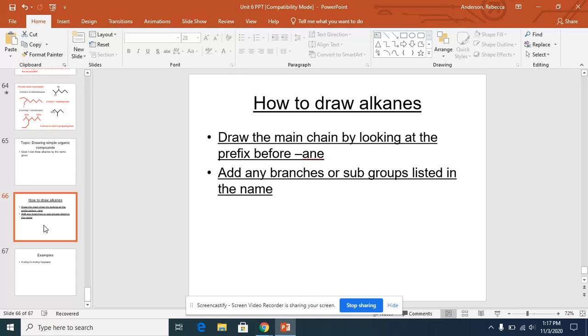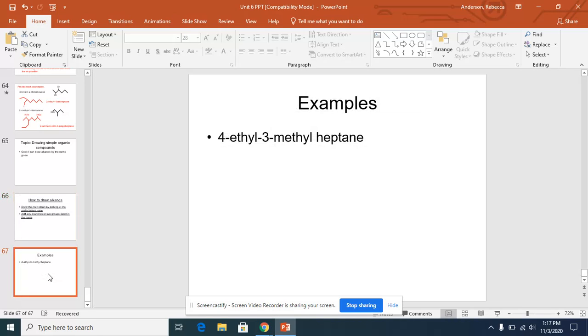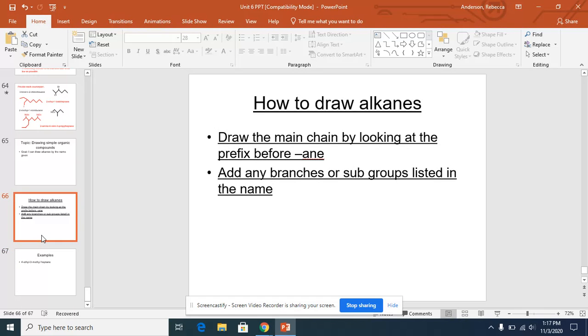First, you draw the main chain by looking at the prefix before the ane. That prefix before the ane tells you how many carbons are in that long chain. And then you need to draw any branches or subgroups listed in the name. Okay, so here's this. If you need to pause it, write down those steps.